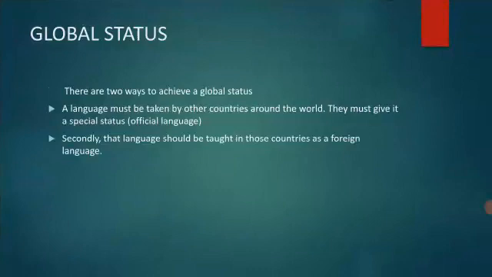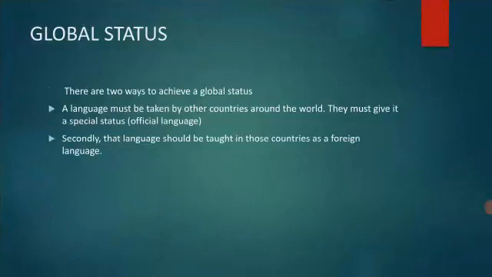Furthermore, this role is best illustrated by English, which has a special status in more than 70 countries. It is the official language of Ghana, Nigeria, India, Singapore, South Africa, and a lot of other countries.